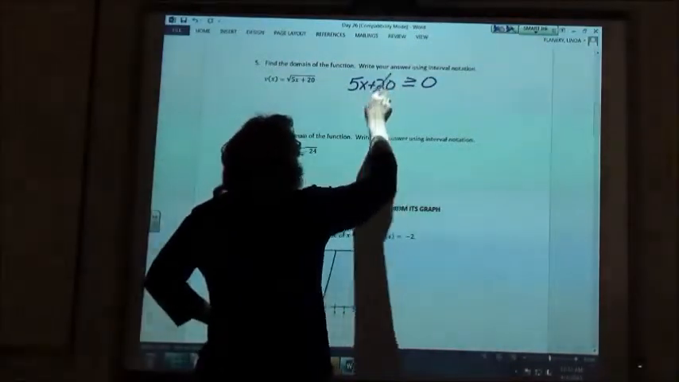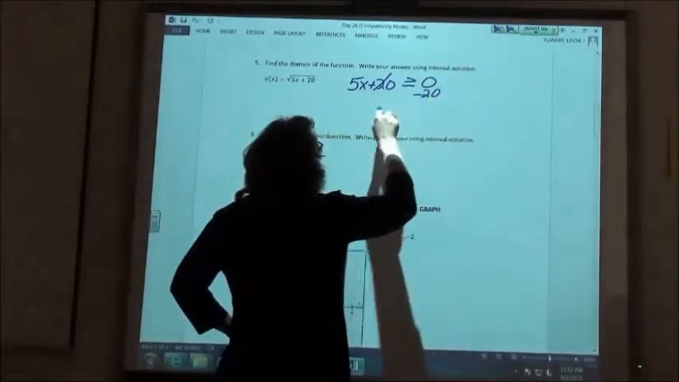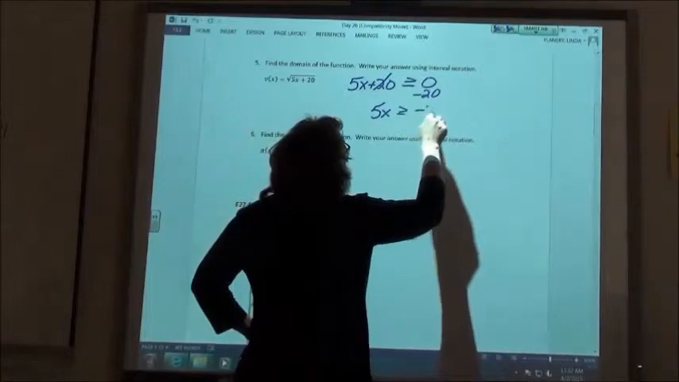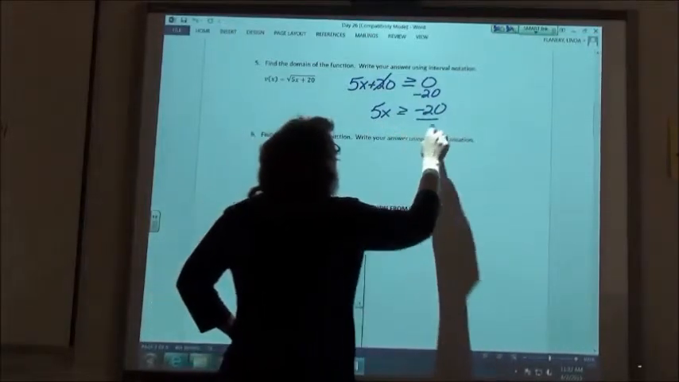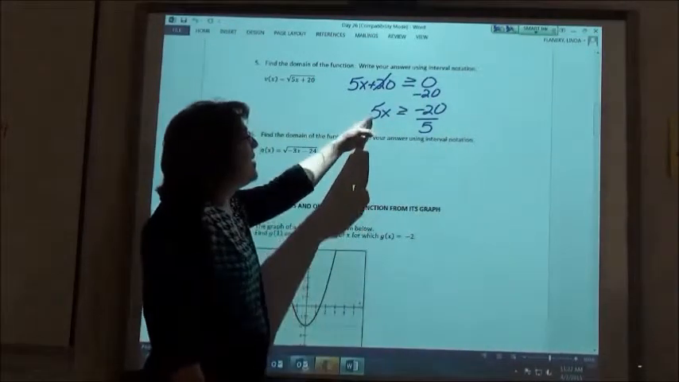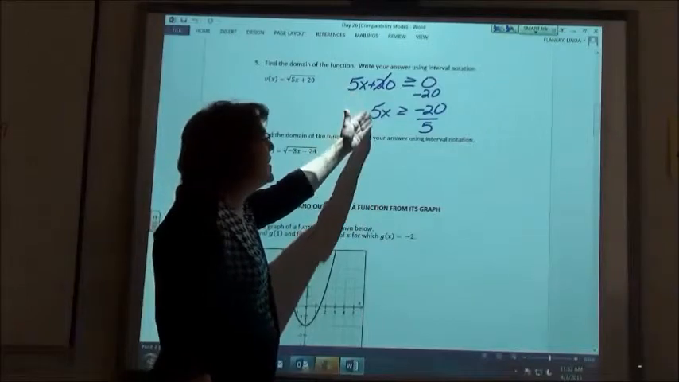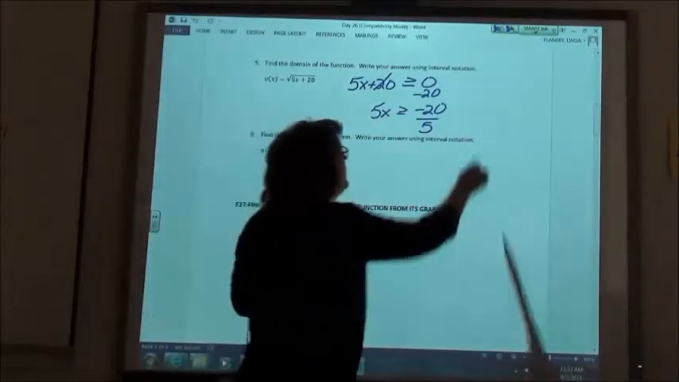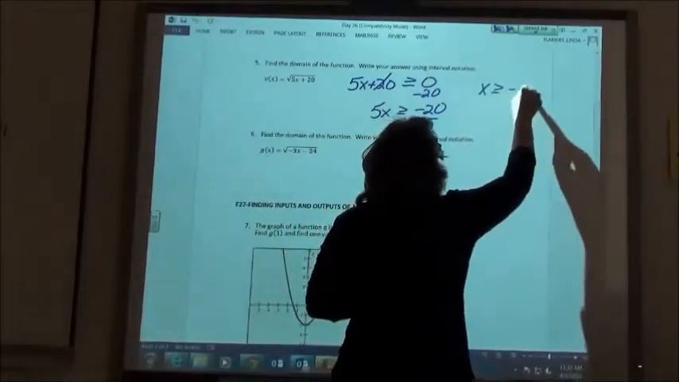So in this case, I'm going to minus my 20. 5x is greater than or equal to negative 20. Divide by 5. This time I divided by a positive number. Since I divided by a positive, I leave my sign alone. x is greater than or equal to negative 4.